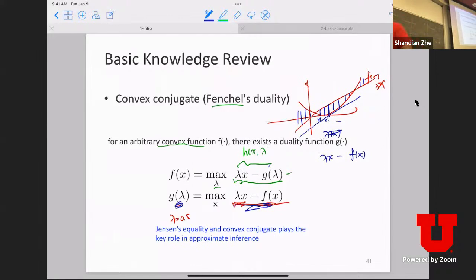Because when you move away from this point, from here and from here, your length both decreases. And then your g of lambda is just that distance, because g of lambda is lambda x subtracted by f of x. It's just that distance, and this distance essentially is the negative intercept of your tangent line.